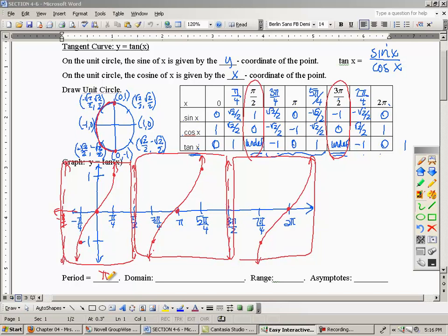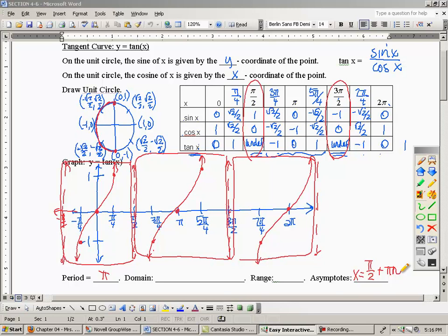My domain is going to be, as I look at this, all reals except wherever my asymptotes occur. And so I'm going to start with my asymptotes first. My asymptotes are at every multiple of pi over 2 plus the period of pi. So my first asymptote after 0 starts at pi over 2. Then I go a whole distance of pi, and then I get another one. And if I go a whole distance of pi, guess what? I'll get another one. So we say plus pi n. And this means basically for every multiple of pi after pi over 2. So every period from there out.